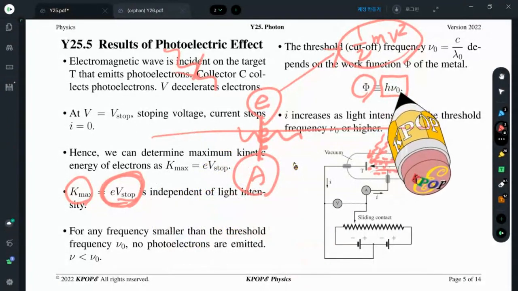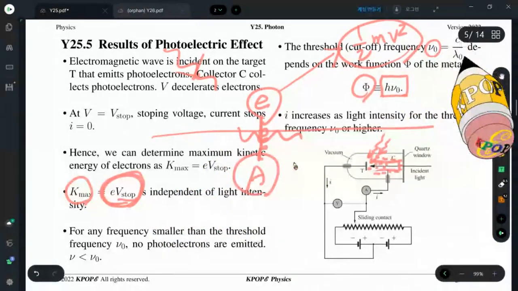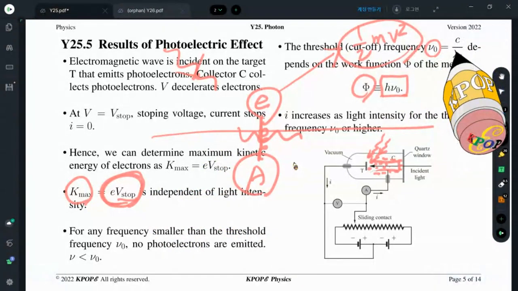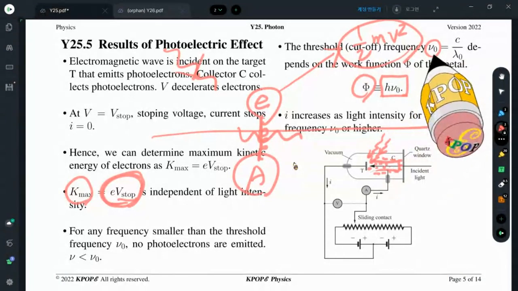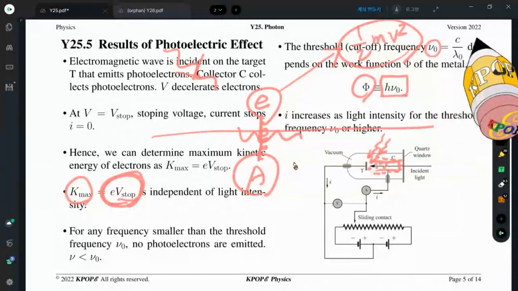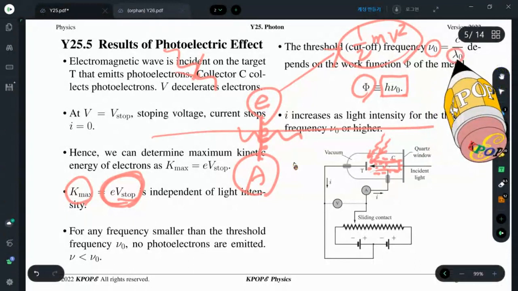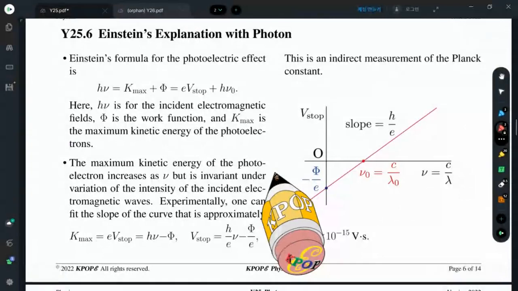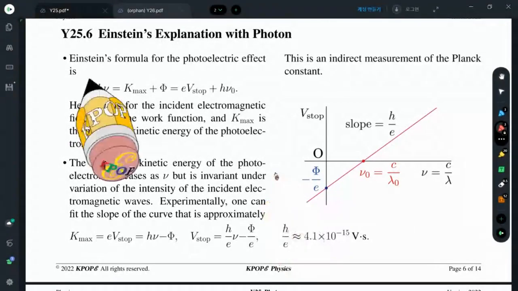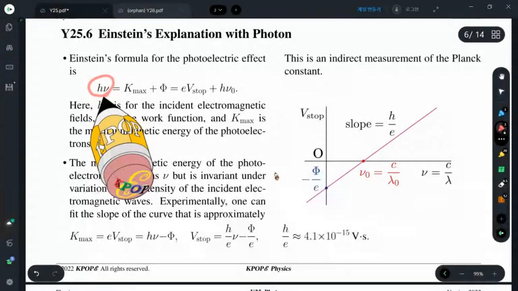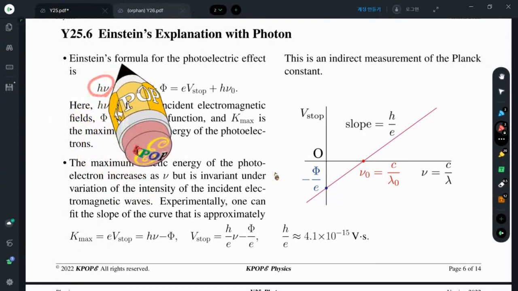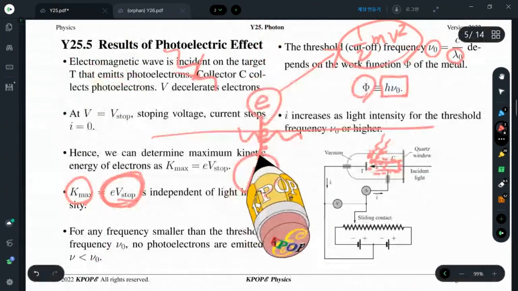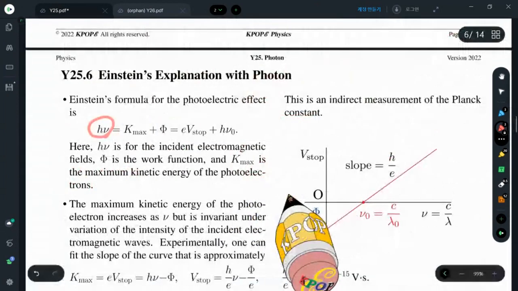And this one is a frequency. So frequency is the speed of light divided by the wavelength. So threshold frequency is related to the threshold wavelength. Einstein introduced the following idea. Energy of an electromagnetic field is not proportional to the intensity. The energy is for a single photon instead.